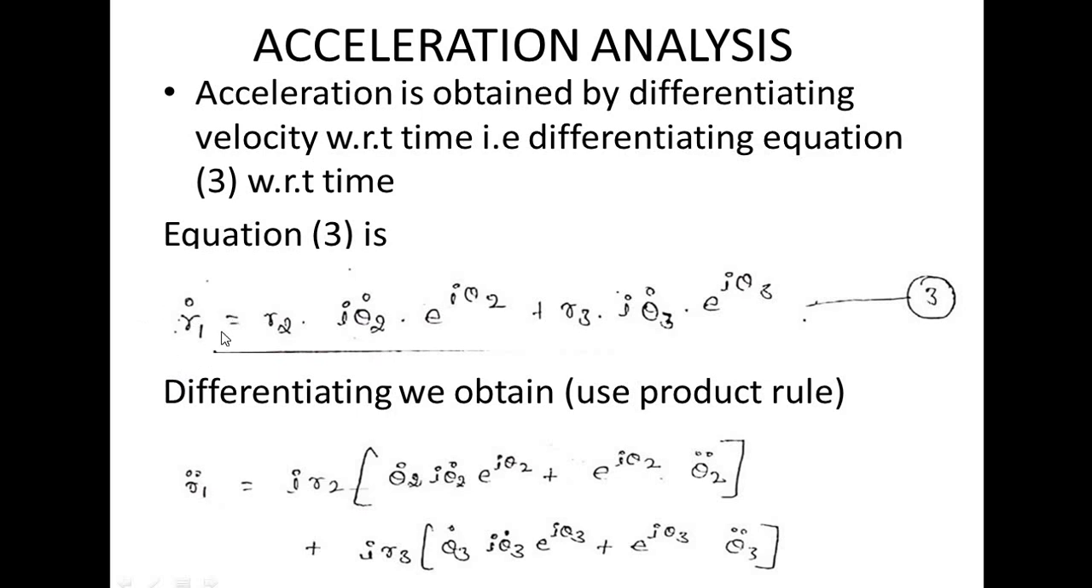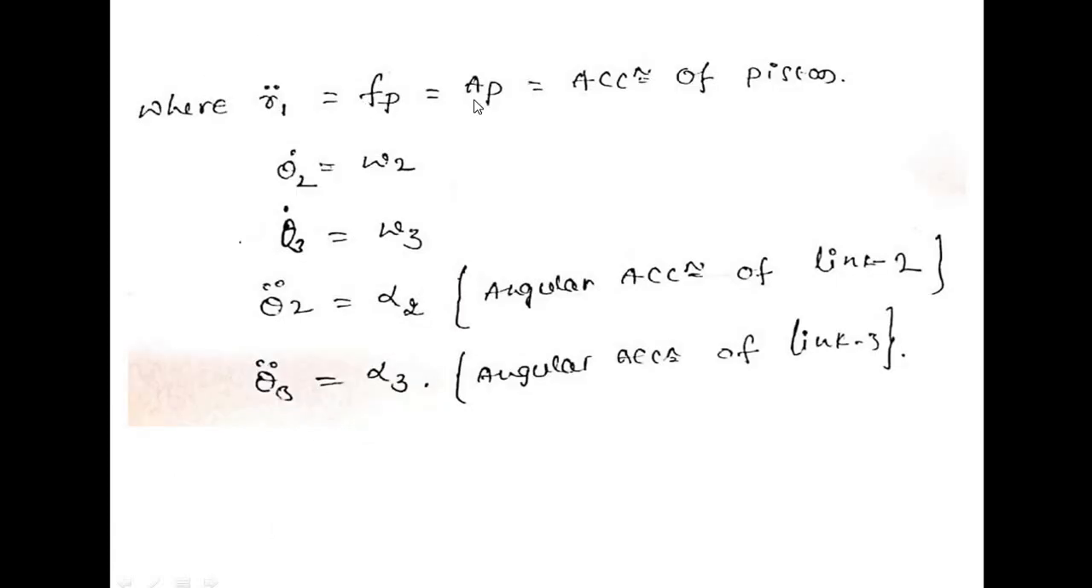If you differentiate the velocity, we get the acceleration. So this is the acceleration of the first link. In this equation R1 double dot is nothing but Ap, the linear acceleration of the piston, and theta 2 dot is nothing but omega 2, the angular velocity of the crank, and theta 3 dot is the angular velocity of the connecting rod.